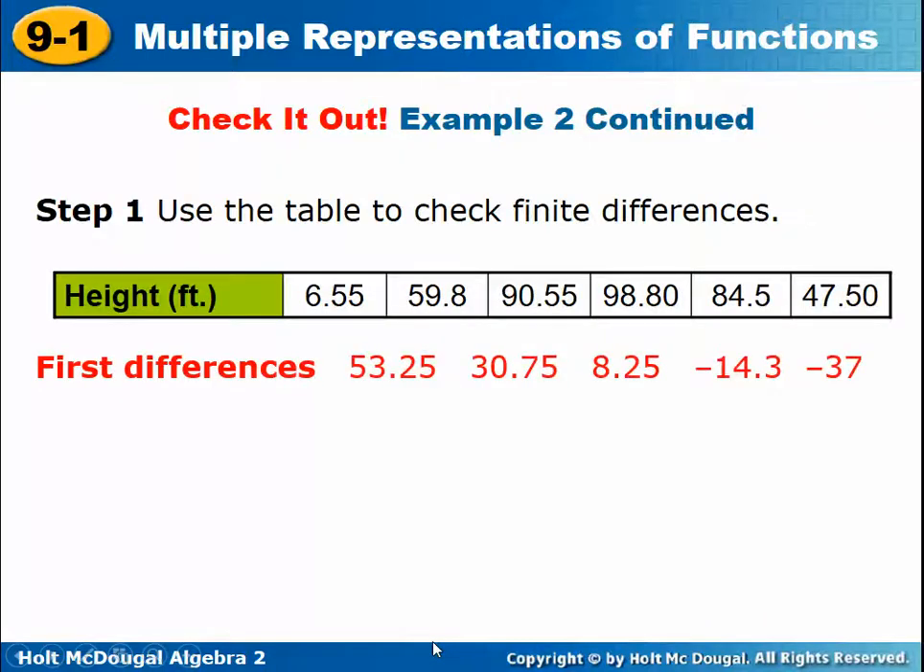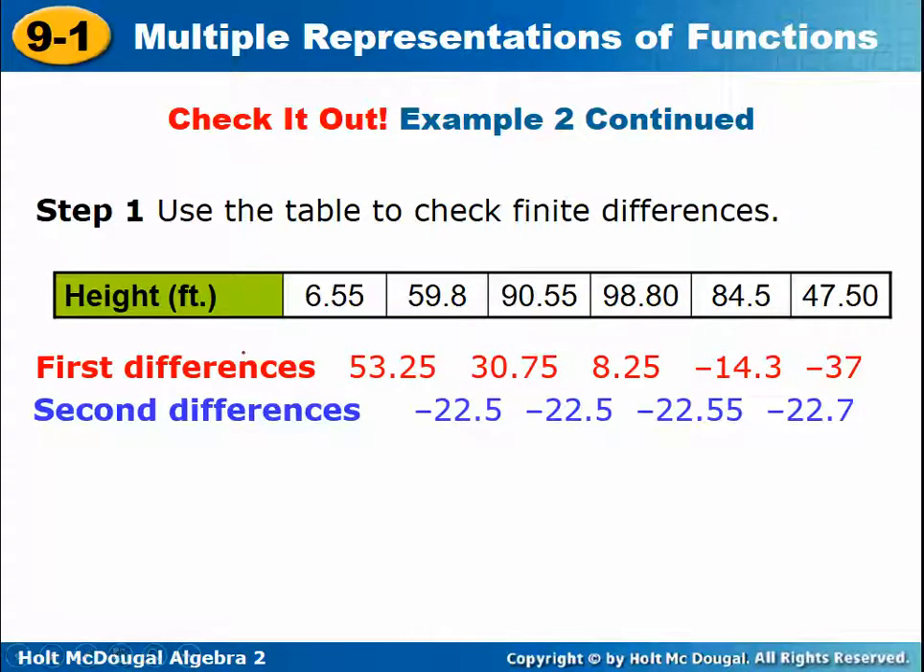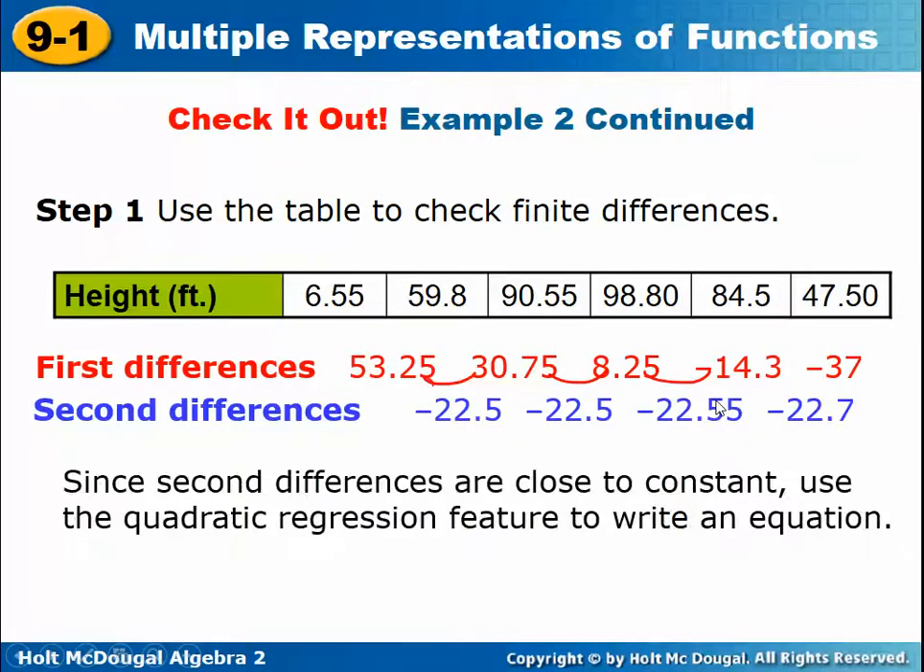So let's see what we've got. This is just the second row of data, and the first differences are not the same, so it's not a linear function. But if we find the second differences, the differences between these, we see that each time it goes down 22.5. That tells us that this is a quadratic function. So we can use quadratic regression to write an equation.